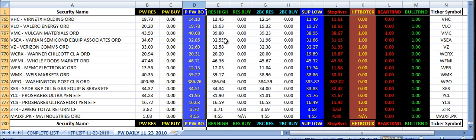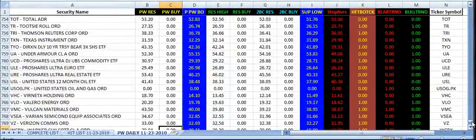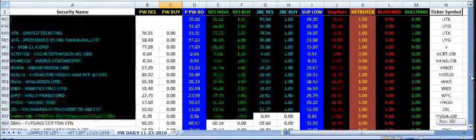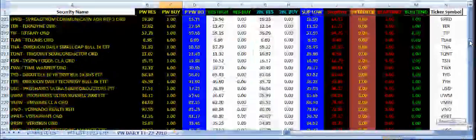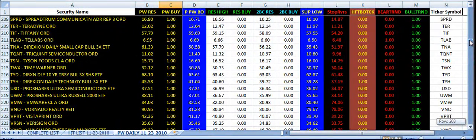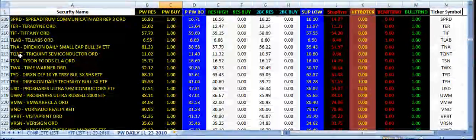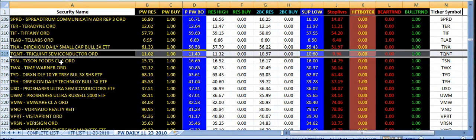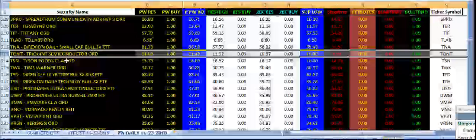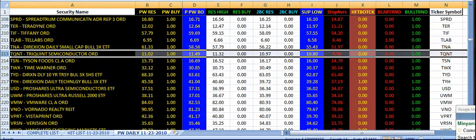Now let me explain the Pulsewave breakout. The Pulsewave breakout price is your confirmation of a Pulsewave breakout. In other words, let's find an actual example here in the spreadsheet where you can get an idea of how this works in real time. Okay, here's a good one right here. Triquint Semiconductor. Ticker symbol here is TQNT.